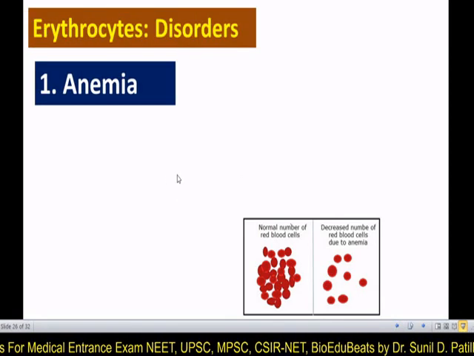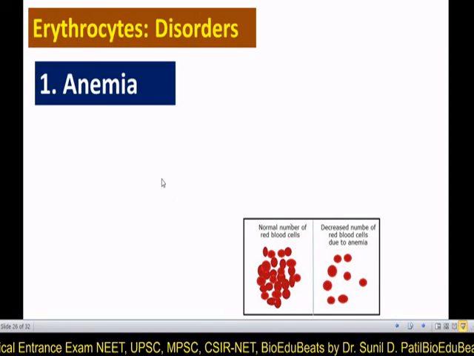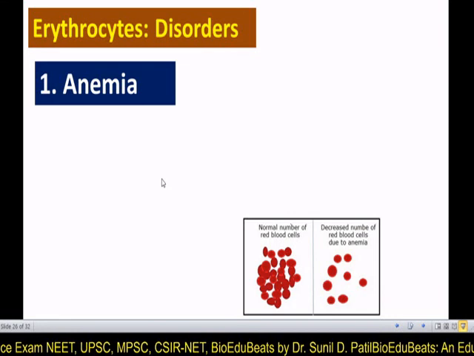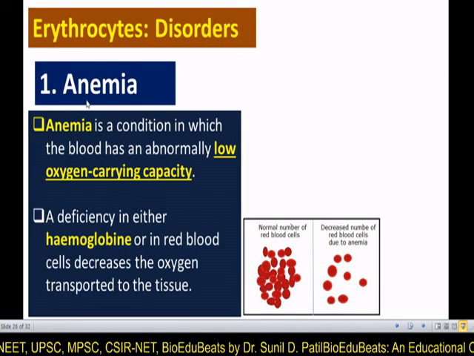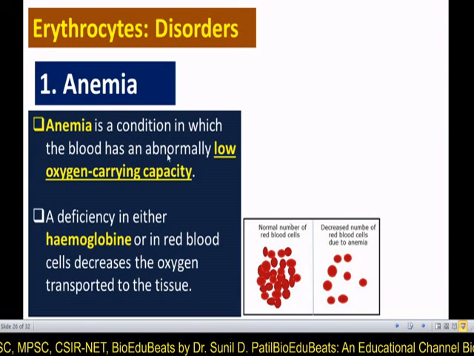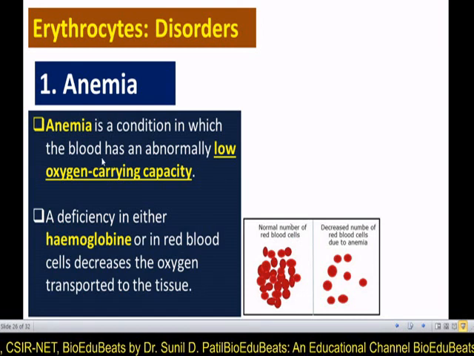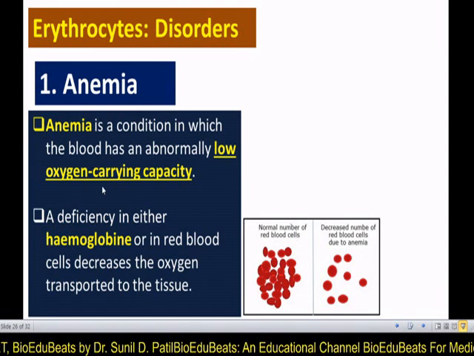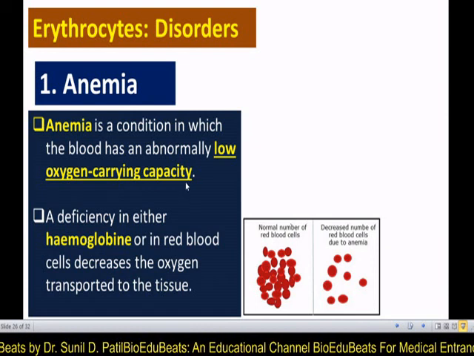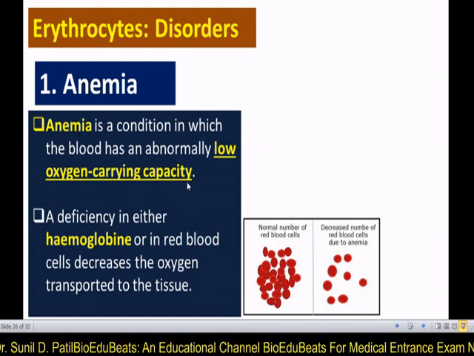There are some disorders. We are going to see three disorders. The first one is anemia. You have already heard the word anemia. Anemia is the condition in which the blood has an abnormally low oxygen carrying capacity. The blood has low oxygen carrying capacity.